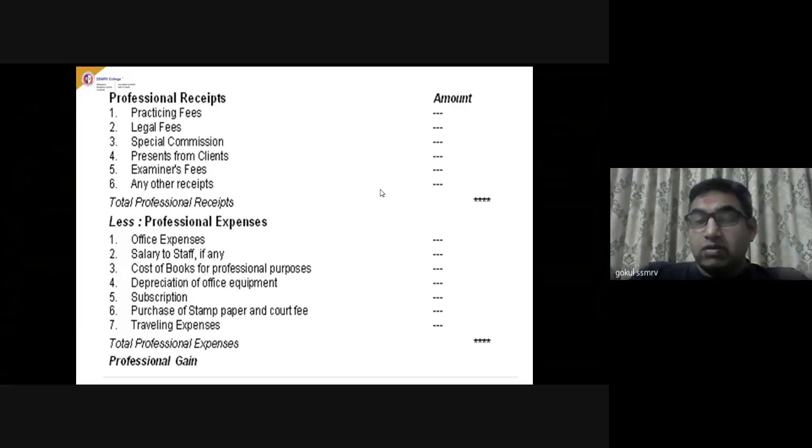So the difference between your total professional receipts and your total professional expenses is called income from profession, or you call it professional gain. Okay, I hope I've made this clear. Go through the format once again. This format will help you to solve the problems.